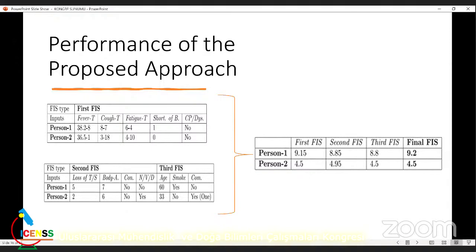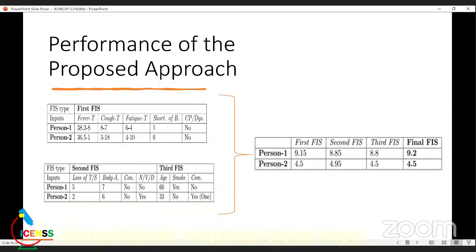As we can see in the table, there are 2 different persons who answered the questions. According to the first person's answers, the first fuzzy inference output is 90.50. The second fuzzy inference system output is 8.85. And the third fuzzy inference output is 8.8. Hence, the final fuzzy inference output is 9.2.